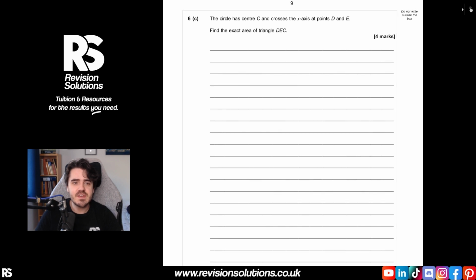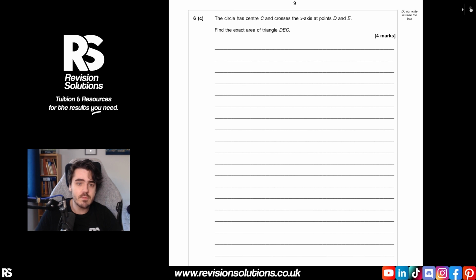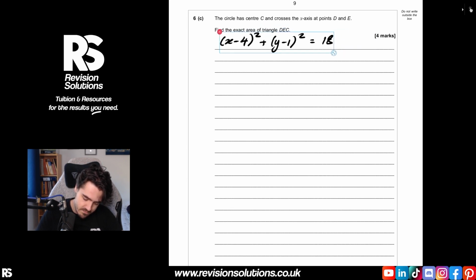Question 6c then says, the circle has center C and crosses the x-axis at the points D and E. Can we find the exact area of the triangle DEC? Well, the first thing I'm going to do is just recall our equation for the circle from the last part, so that's there. So we know the center and we know the radius. And now I'm going to draw a little diagram.